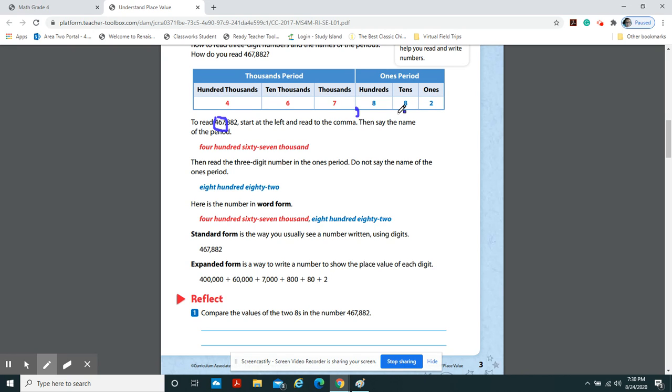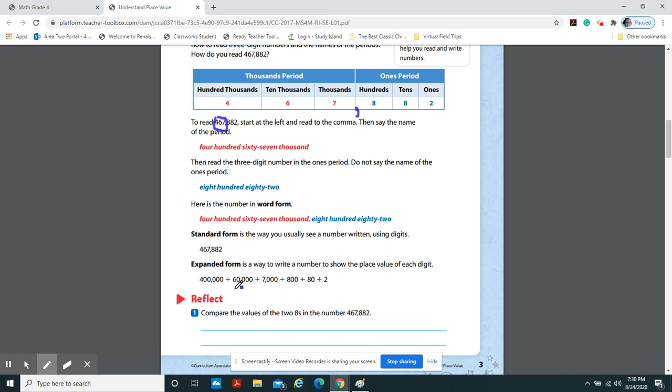Now, the third way to write a number is in expanded form. That is where we write the value of each digit based on where it is in the place value chart. The chart allows us to see our number in its position. So the 4 is in the hundred thousands place. So we know we have 400 with 1,000 at the end.